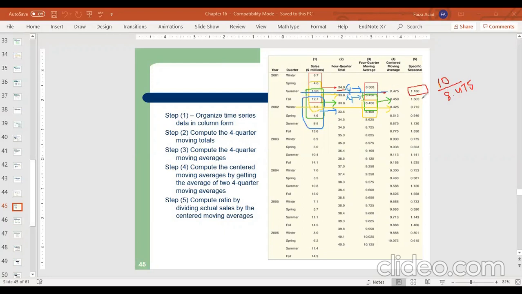For the next year, we have fall's data. So this is 12.7 divided by 8.450. I took the value which is right in front of that particular season. So this is how we will calculate the seasonal index. So let's move on to the next slide.